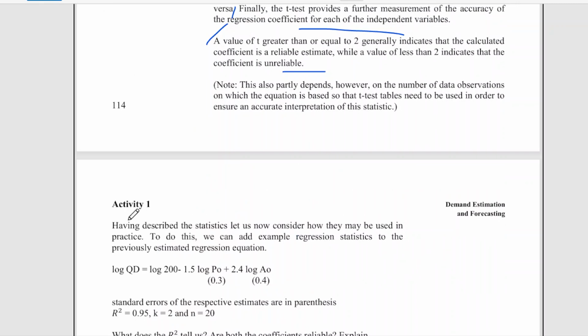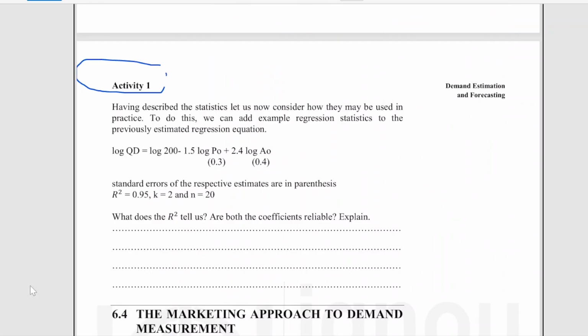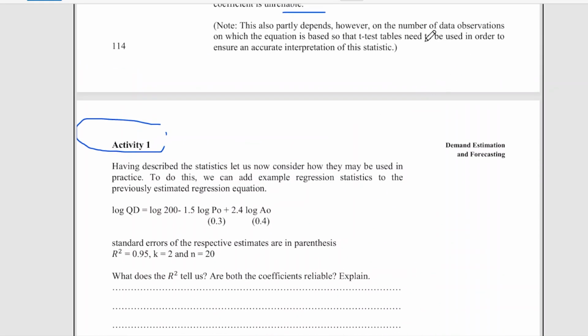There is an activity here based on this. Try to do it so the subsession is more clear. And in the next subsessions, we will discuss on the next video.